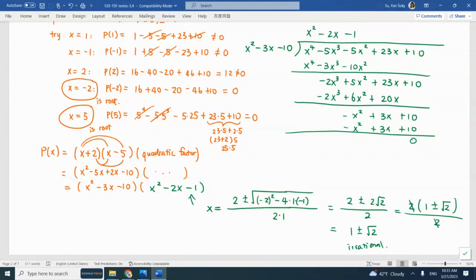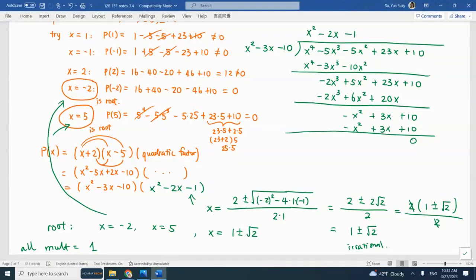So now what are the roots? The roots are negative 2 and 5 and 1 plus or minus square root of 2. We have 4 roots. All of them have multiplicity 1. Is that okay, everybody? Because it's a factorization, each factor is raised to the power 1. Okay, so all of them have multiplicity 1.